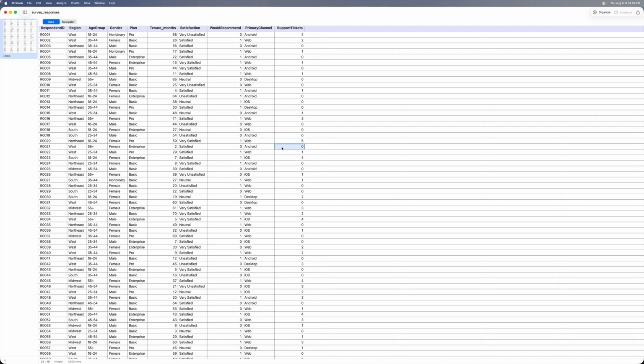Not every column is a number. Region, plan, satisfaction, these are categories. You can't take their average, but you can count them, compare a measure across them, and look for relationships. The simplest question is what share each part takes of the whole.